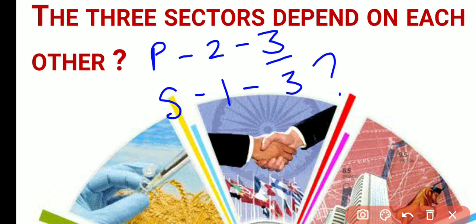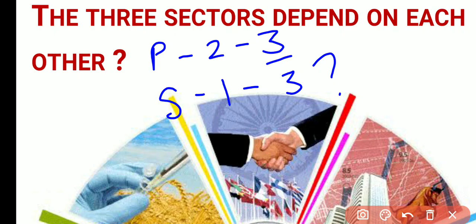In the same way, the secondary sector also depends on the primary and tertiary sector. How? It depends on the primary sector directly for its raw material, because the secondary sector produces goods using the primary product as raw material. The secondary sector also depends on the tertiary sector for services like transportation and services like insurance, banking, education and training facilities, research work, etc.